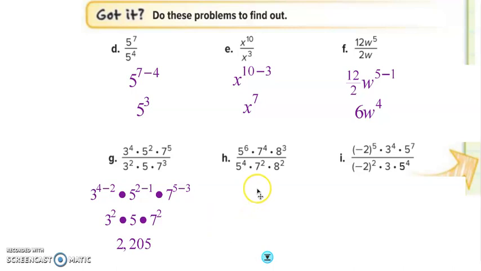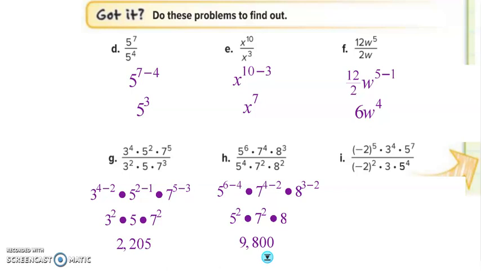Now the same thing with letter H. We're just going to subtract the exponents of the like bases. So 5 to the 6 minus 4, 7 to the 4 minus 2, and 8 to the 3 minus 2. Notice we're still multiplying each of those together. And so here we would get 5 to the 2nd times 7 to the 2nd times 8. And again, you may see the answer left that way, or they might ask you to simplify it even further, and you can type that into the calculator and get 9,800.